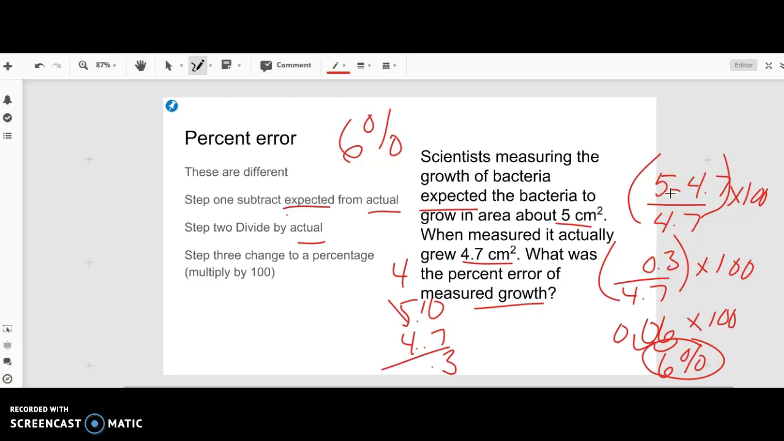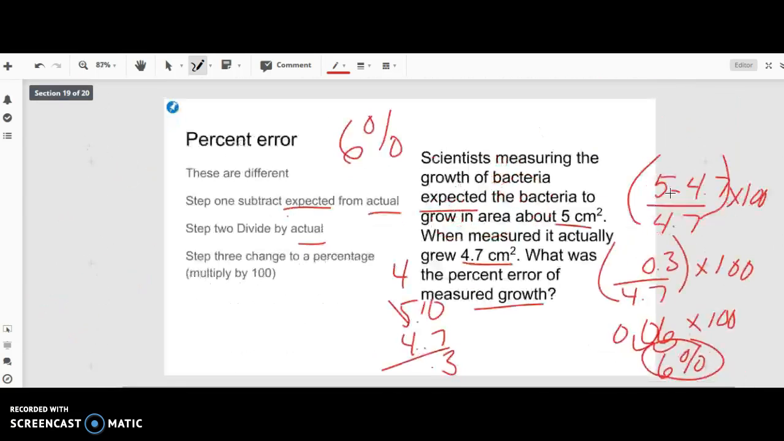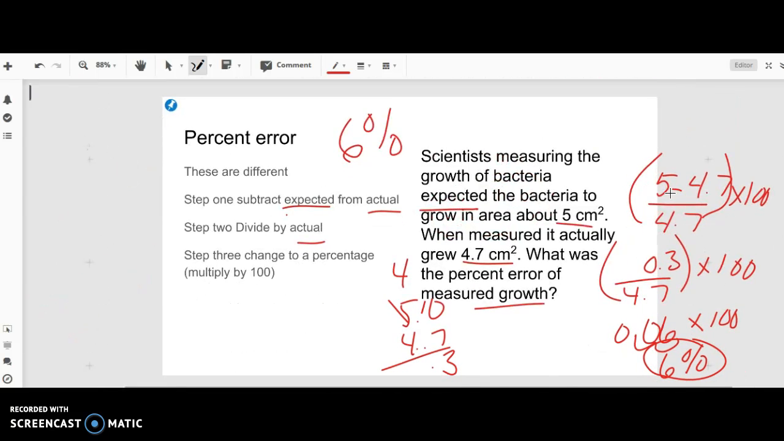Very similar to what we did yesterday and the day before in percent increase and decrease, which again is very similar to everything else. So that's all your problems.